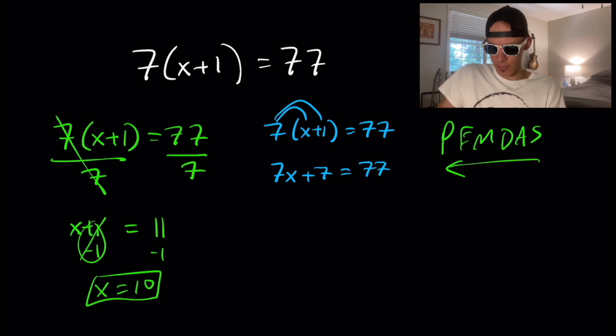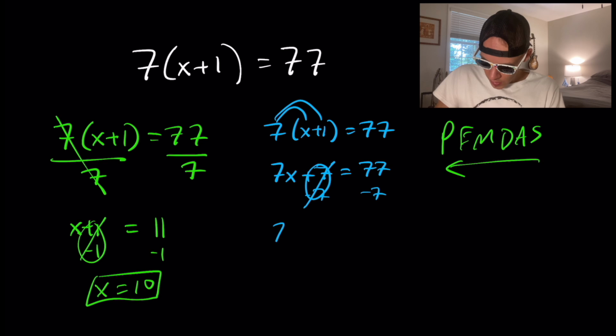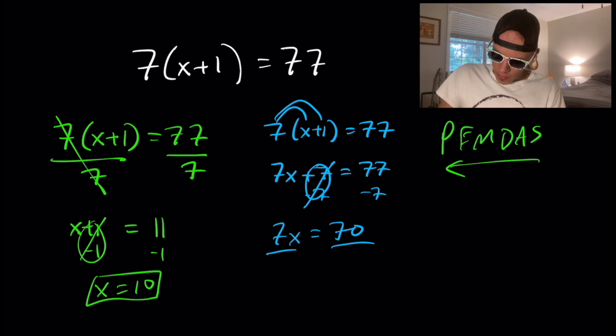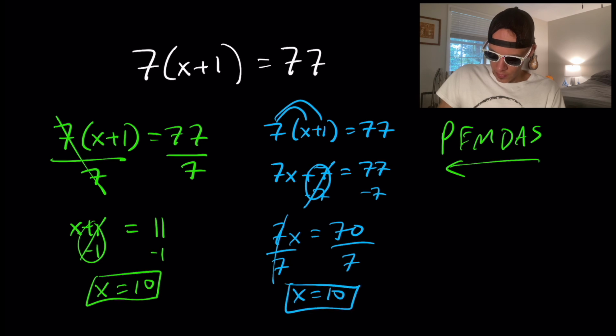Now this is a 2-step equation. So I'll subtract 7 from both sides. Those will cancel. I'll get 7x is equal to 70. Go ahead and divide both sides by 7. Those cancel to 1, and I'll have x is equal to 10. So 2 ways to solve this problem.